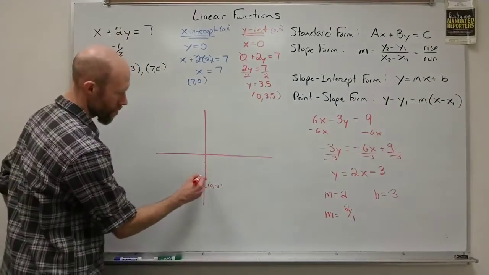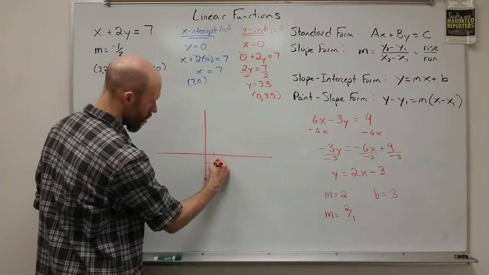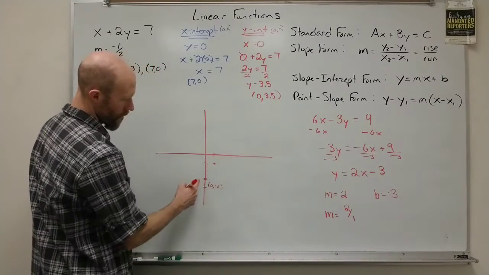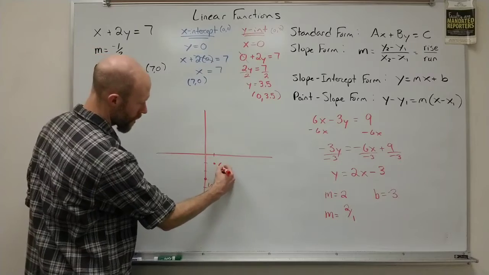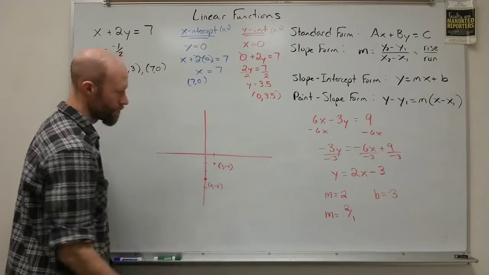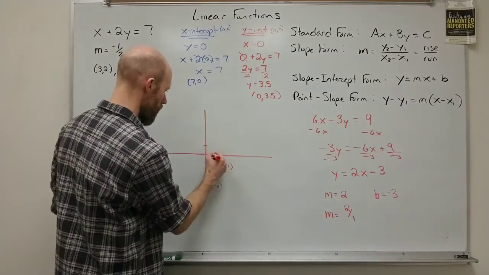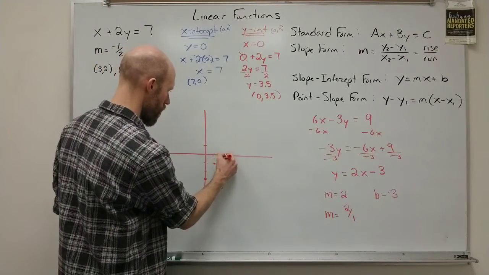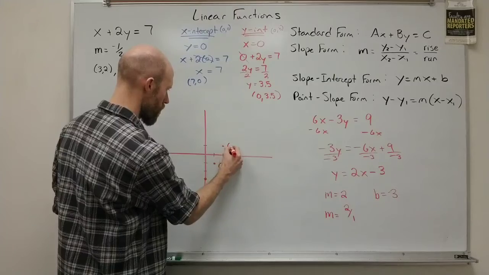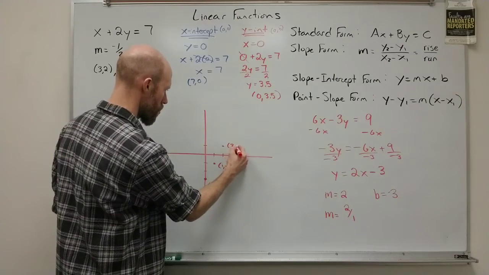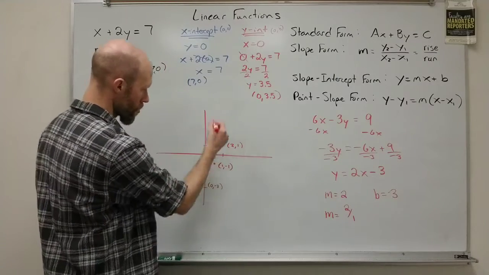So that means you go up 2 over 1. Up 2 over 1, that gives you a point at 1 comma negative 1. And you can continue this pattern on from there. Again, you go up 2 over 1. That would put us at a point 2 comma 1. And you could just keep going.